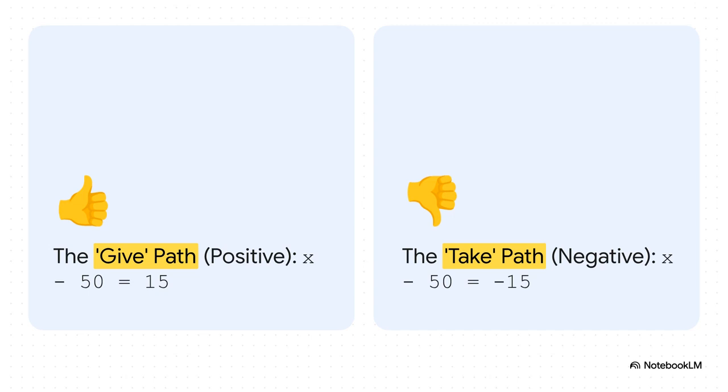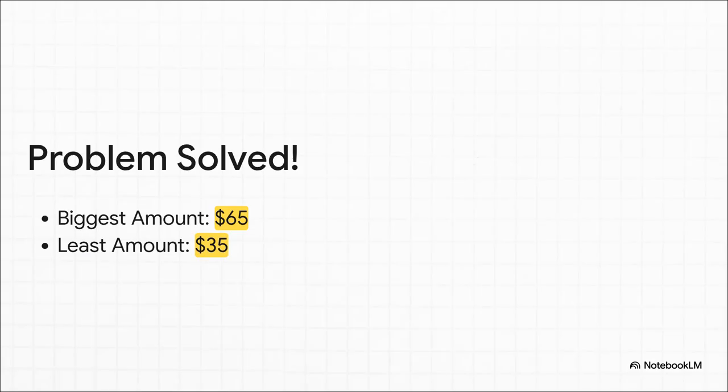The absolute value is already isolated, so it's time to split. Path 1 is the give path, where the difference could be a positive 15. Path 2 is the take path, where the difference could be a negative 15. And once we solve both of those simple equations, we get our answers. On the high end, they could have $65, and on the low end, they might only have $35. And just like that, we've used an absolute value equation to figure out a real-life situation.